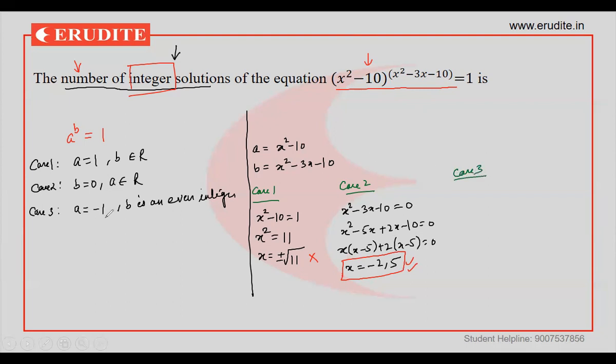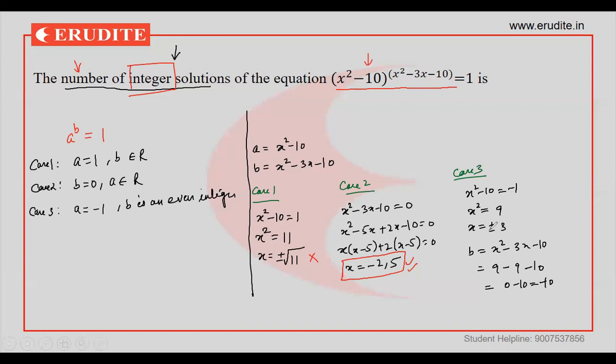The third case is saying that, guys, a is equal to minus 1 and b should be an even integer. So that means x square minus 10 equal to minus 1. From here, I'm getting x square is equal to 9 and x equal to plus minus 3. Now check, guys, for these two values, whether the b value is an even integer or not. So b is x square minus 3x minus 10. If I'm putting x equal to 3, it will be 9 minus 9 minus 10. So it will be 0 minus 10, which is minus 10, which is an even number.